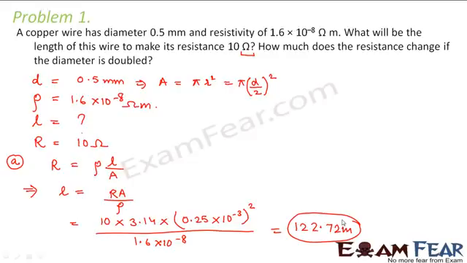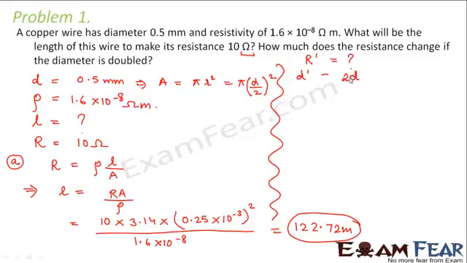Now let us look at the second part of the problem. The second part asks how much does the resistance change if the diameter is doubled. So we have to calculate the new resistance. Let us suppose the new resistance is R dash. So we have to calculate the new resistance when it is told that the new diameter is double the earlier diameter. So D dash becomes equal to 2D.